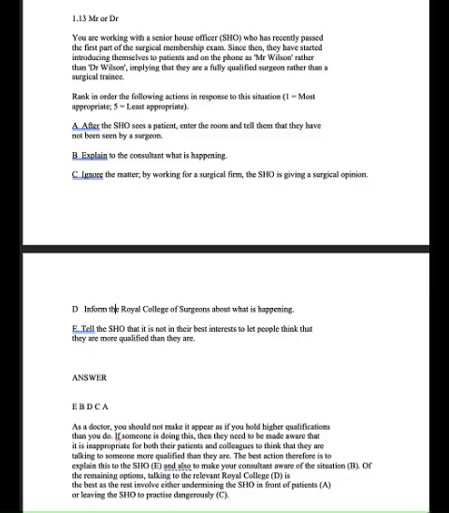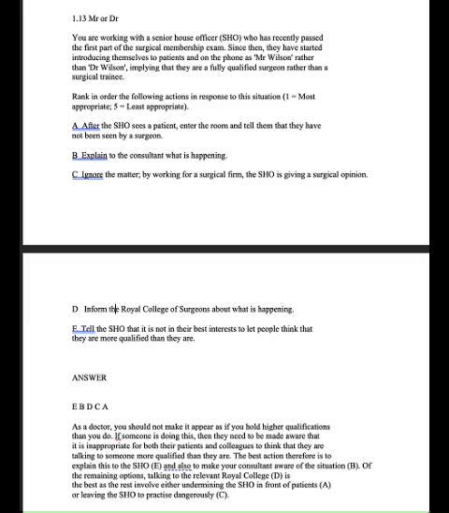Rank and order the following actions in response to this situation. 1 equals most appropriate, 5 equals least appropriate. A. After the SHO sees a patient, enter the room and tell them that they have not been seen by a surgeon. B. Explain to the consultant what is happening.